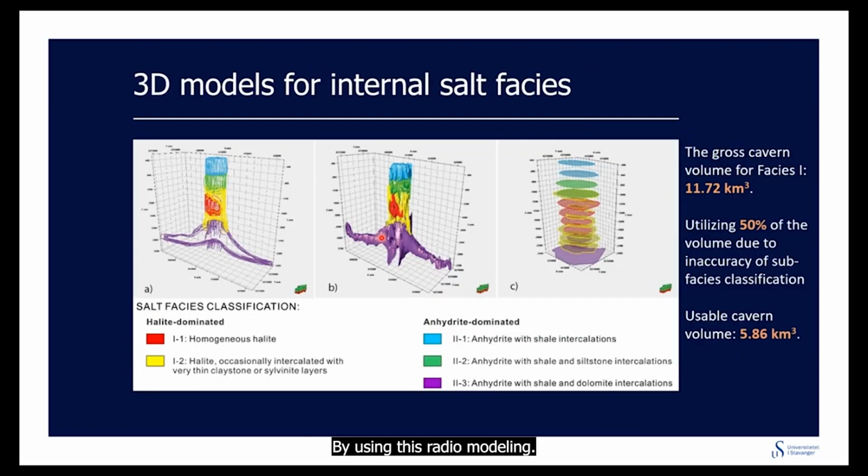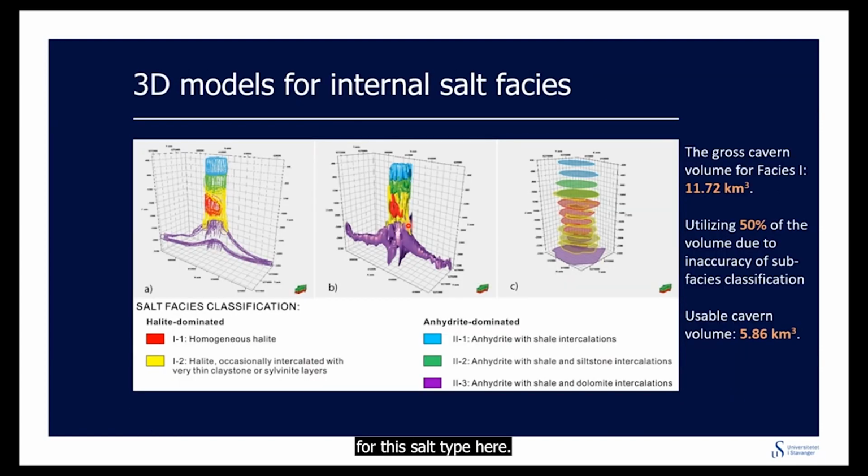By using 3D modeling, we can now even make the 3D model for these internal salt phases. Here, you can see the halite-dominated salt phases. They are filled with this red and yellow color, so they are distributed in the middle part of the salt diapir.